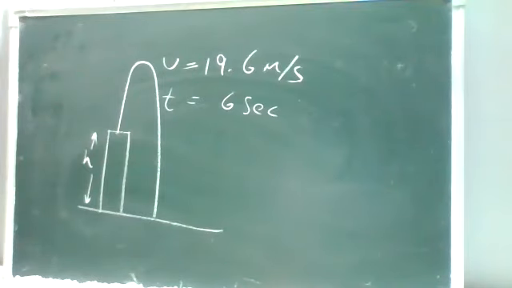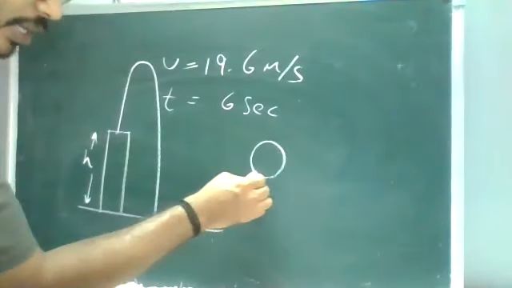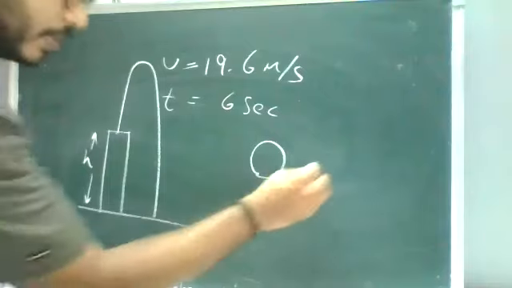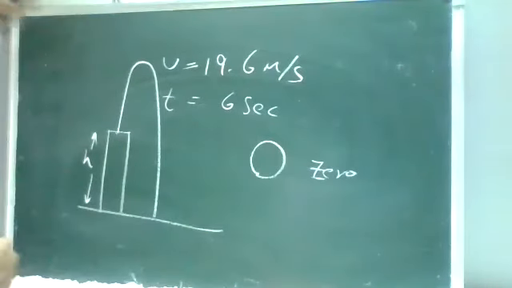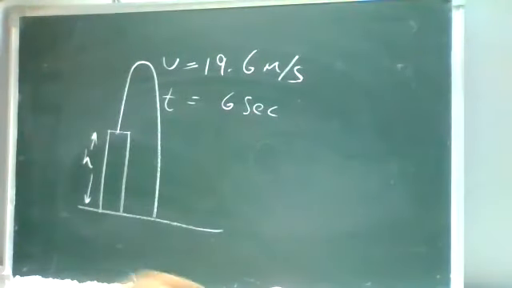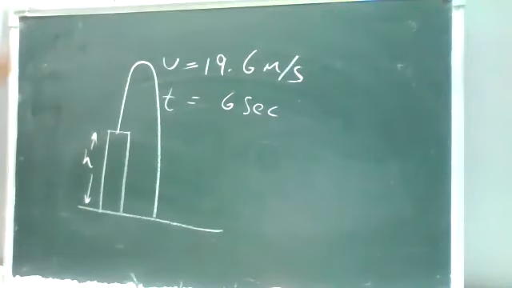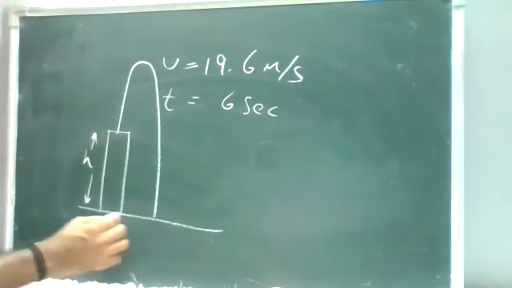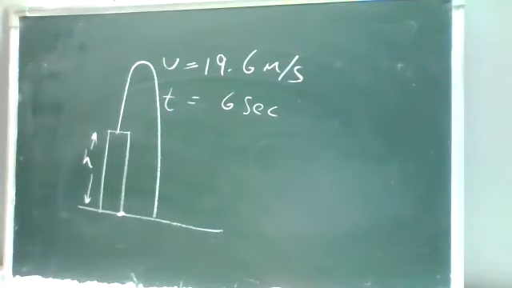When we are discussing displacement, when the object travels from one point and returns back to the same point, the total displacement or the net displacement is equal to 0. Assume the object was moving from this point and it returned back to the same point. The displacement is equal to 0.